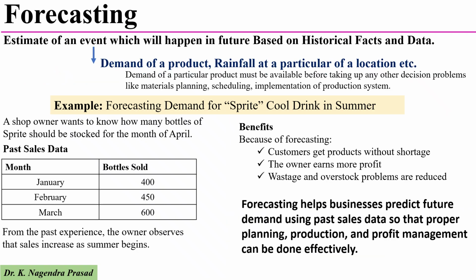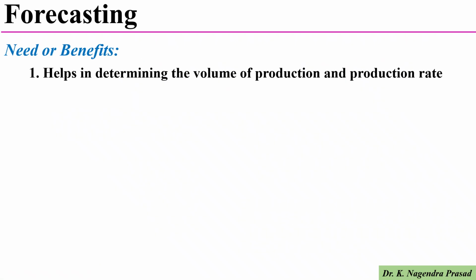So the benefit of forecasting is that, because of forecasting, customers get products without any shortage, the owner earns more profit, and moreover, wastage and overstock problems are also reduced. So generally, forecasting helps business predict future demand using past sales data so that proper planning, production and profit management can be done effectively. So this is the general definition of forecasting.